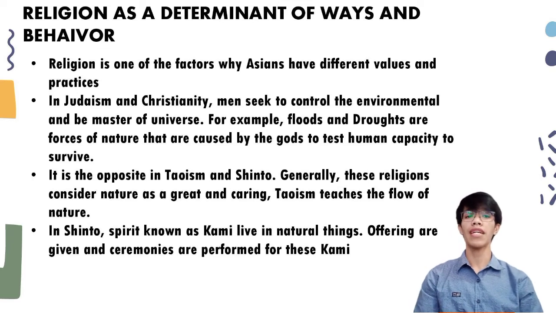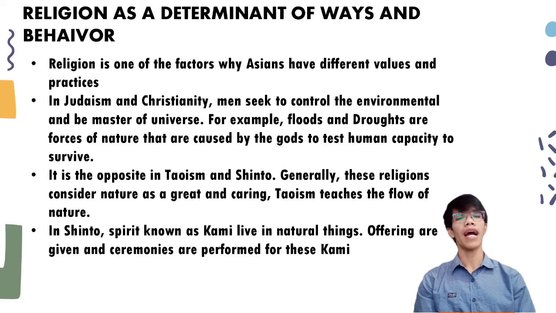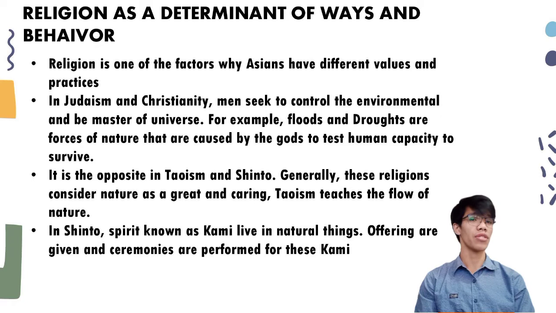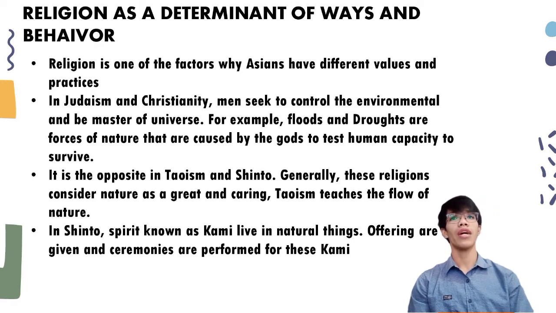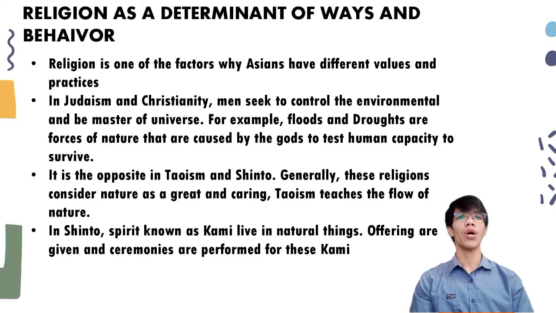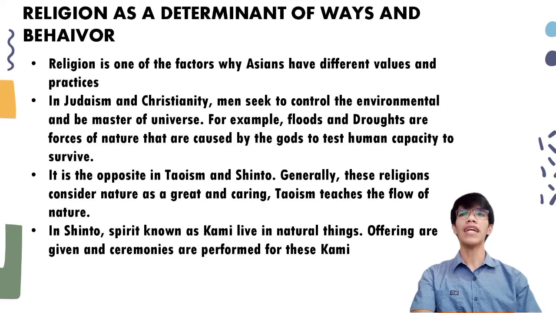And to continue the discussion, I would also like to share an interesting topic, which is religion as a determinant of ways and behavior. Do you know, guys, that religion is one of the factors why Asians have different values and practices? In Judaism and Christianity, men seek to control the environment and be master of the universe. For example, floods and droughts are forces of nature that are caused by God to test human capacity to survive. Meanwhile, it is the opposite in Taoism and Shinto.